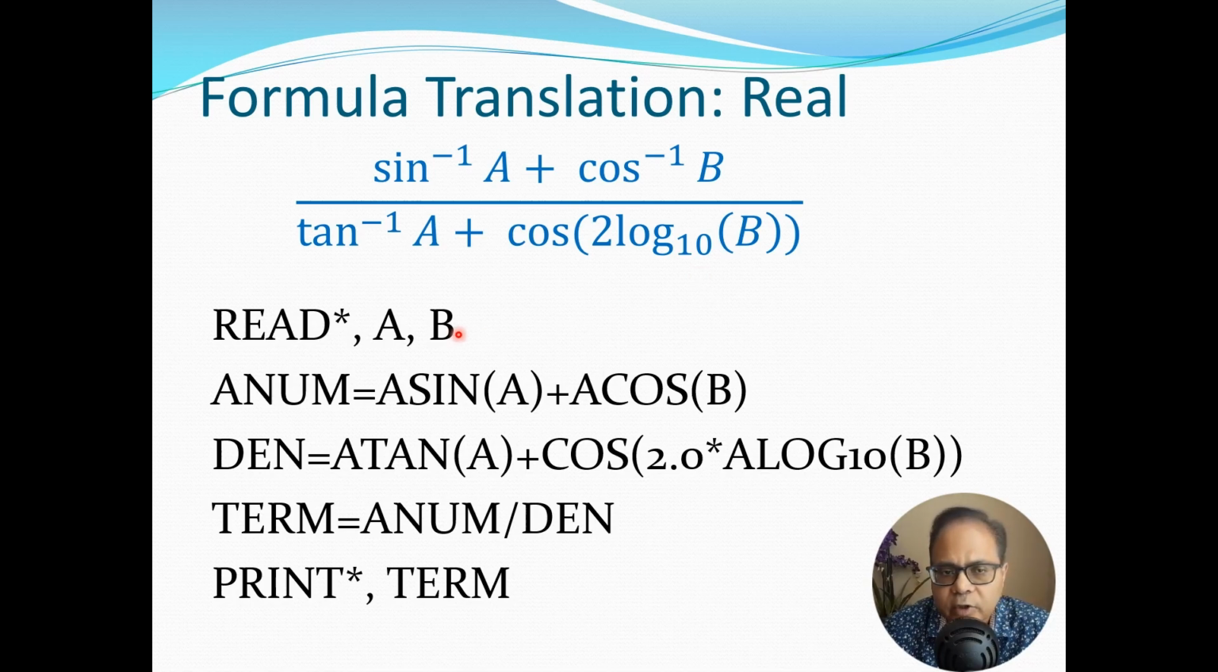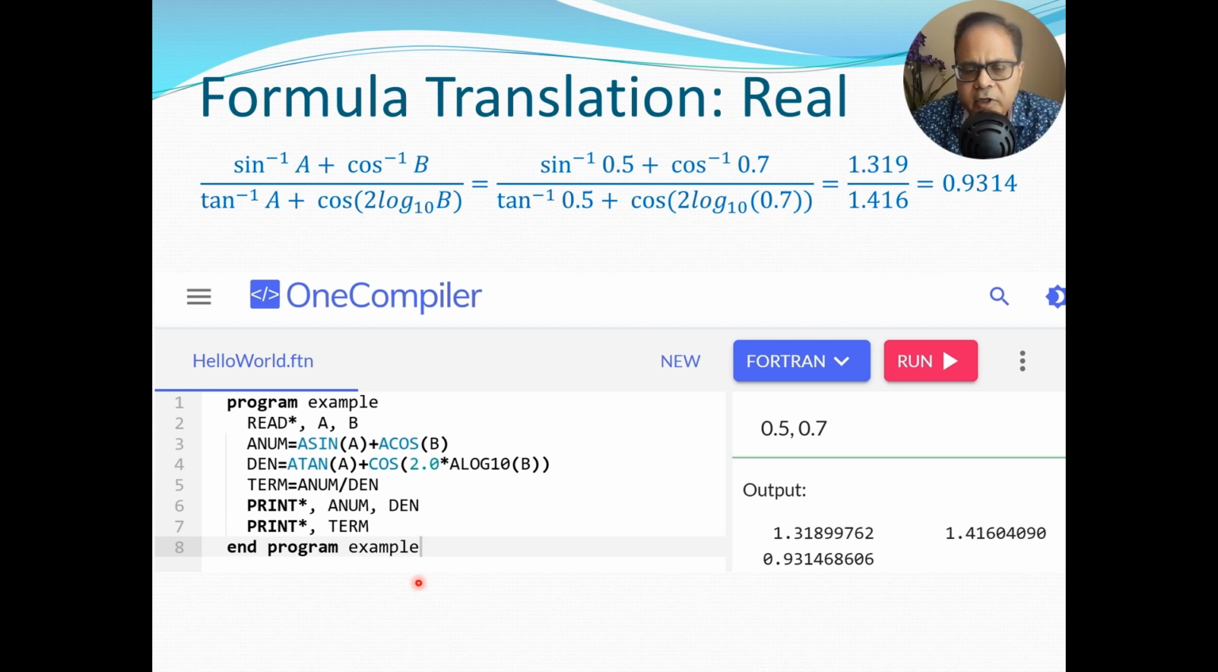Now I write this code here: I read a and b, and I calculate the numerator as a sin a plus a cos b. We have built-in functions in Fortran. We write the denominator as a tan a plus cos 2.0 into a log10 b, and then I simply calculate term is a num by 10 and I print this value of the term here. So I copied and pasted this into this online compiler, and then I gave the values of a and b as 0.5 and 0.7, and I got this particular value here, 0.9314.